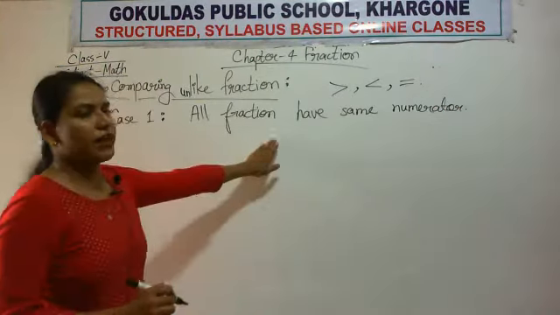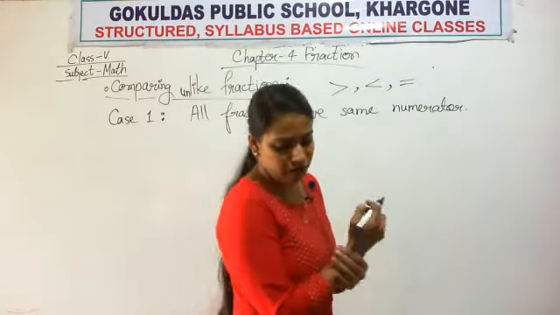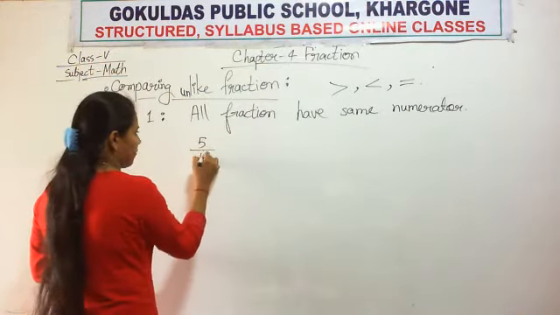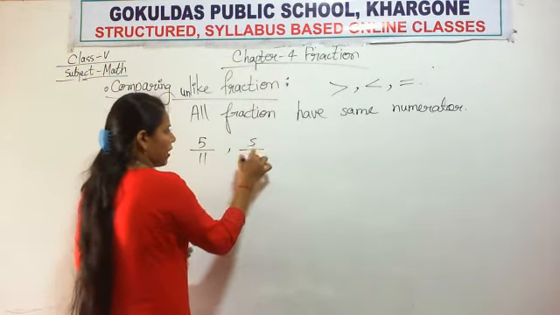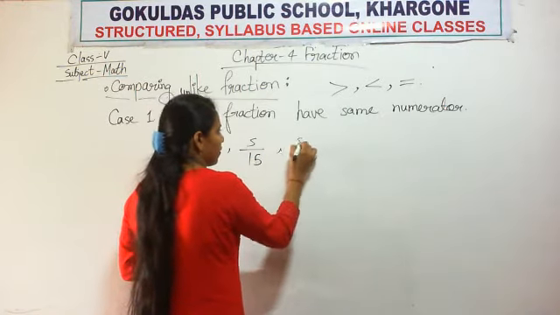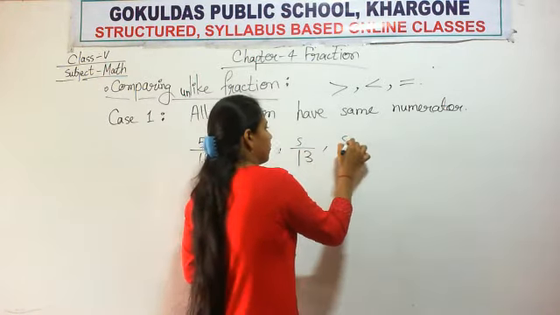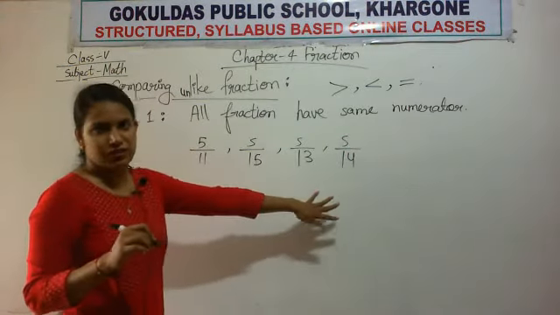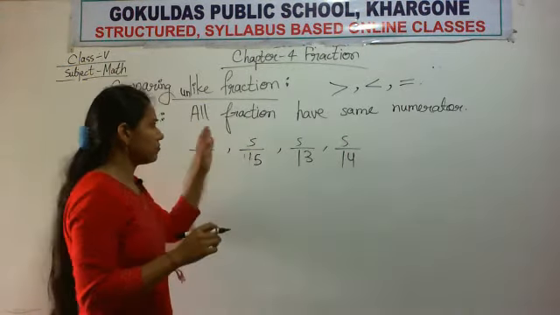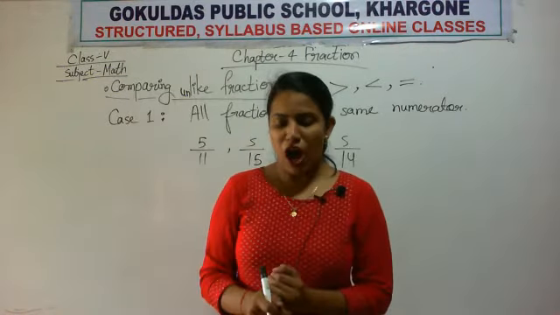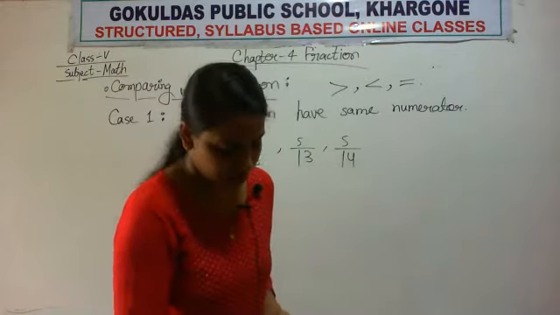Case 1 is all fractions have the same numerator. Means 5 upon 11, 5 upon 13, 5 upon 14, 5 upon 15. All these are fractions, right? Now we want to compare them, arrange them. So how will you compare which one is greater?